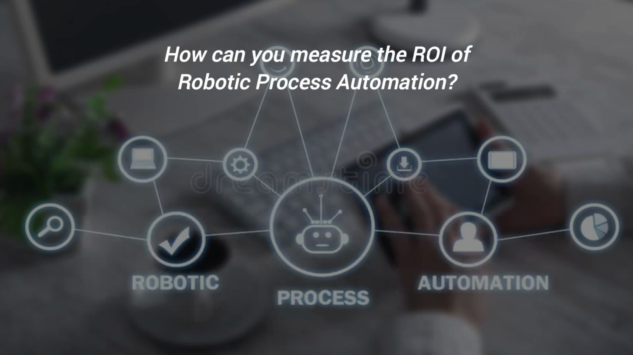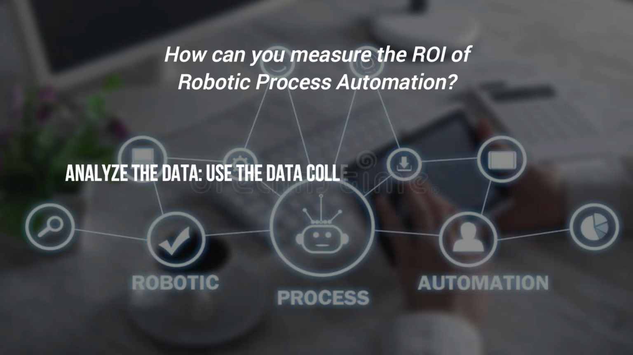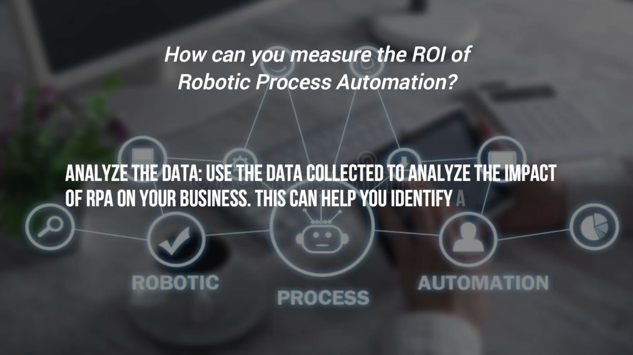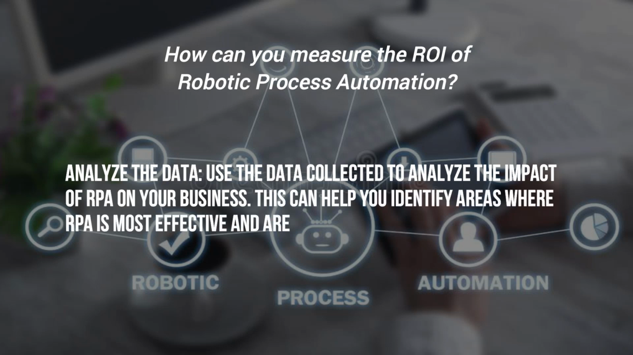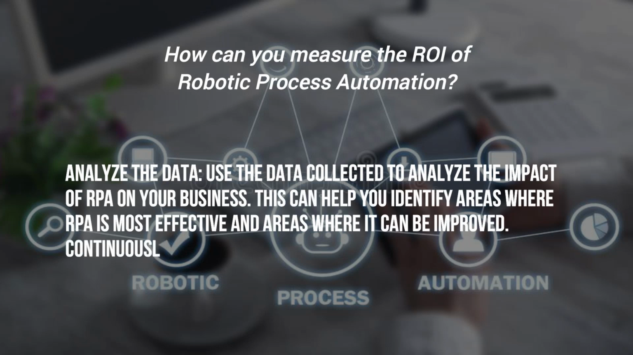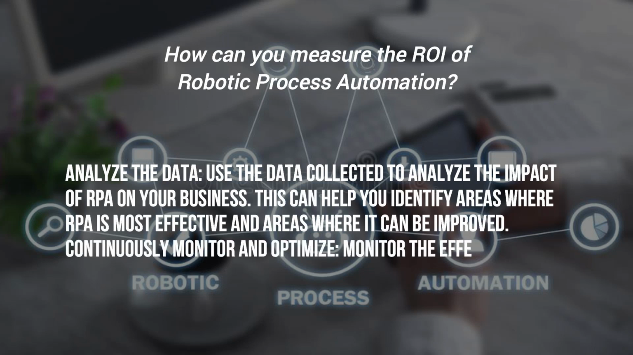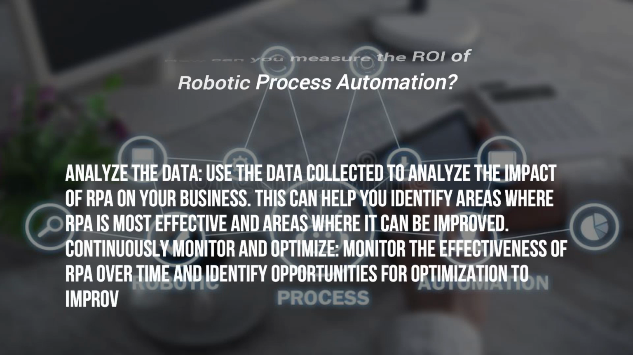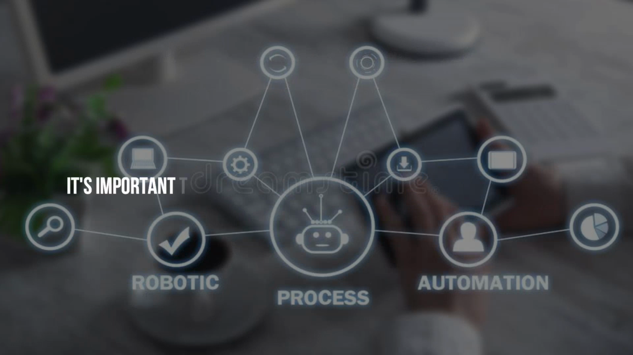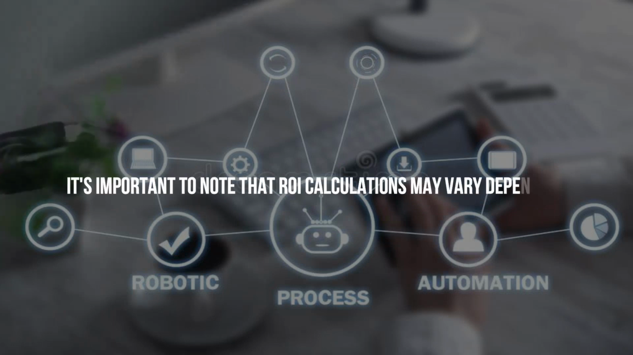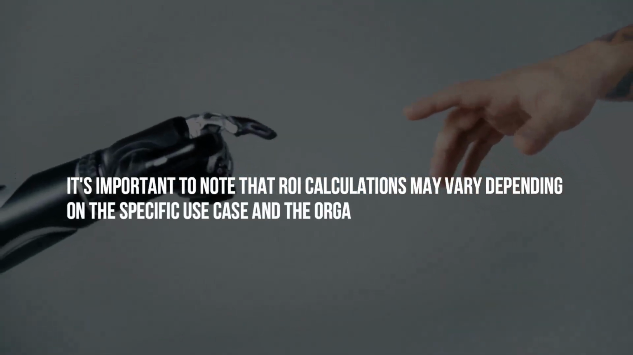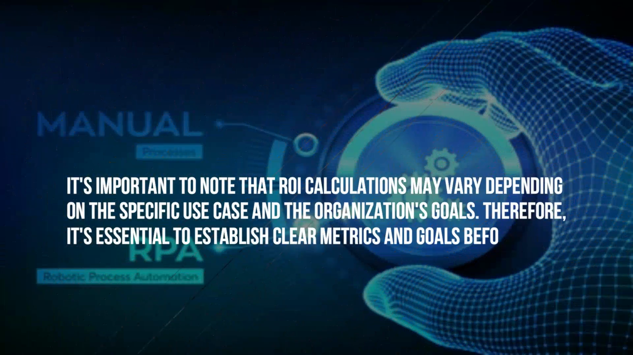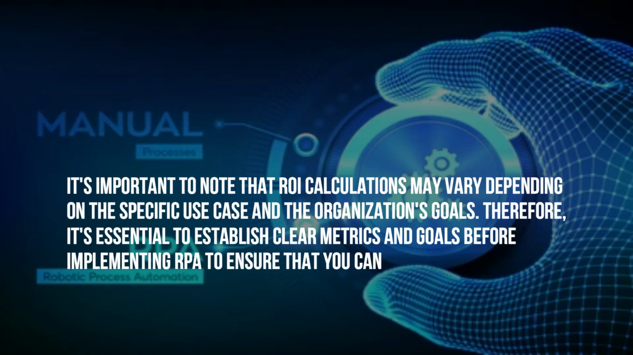Analyze the data. Use the data collected to analyze the impact of RPA on your business. This can help you identify areas where RPA is most effective and areas where it can be improved. Continuously monitor and optimize. Monitor the effectiveness of RPA over time and identify opportunities for optimization to improve ROI. It's important to note that ROI calculations may vary depending on the specific use case and the organization's goals. Therefore, it's essential to establish clear metrics and goals before implementing RPA to ensure that you can effectively measure ROI.